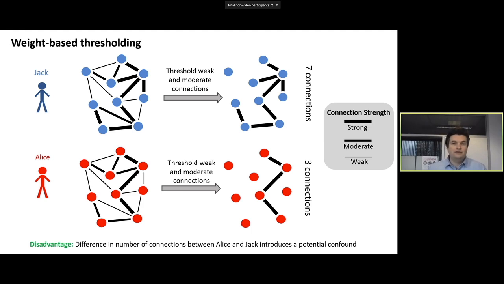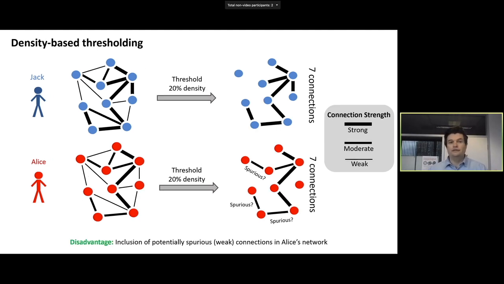So you might say, well, given this confound, maybe we should be using density-based thresholding. And by definition, density-based thresholding ensures that both Jack and Alice's thresholded network comprise exactly the same connection density. In other words, the same number of connections, 7 connections in both cases.